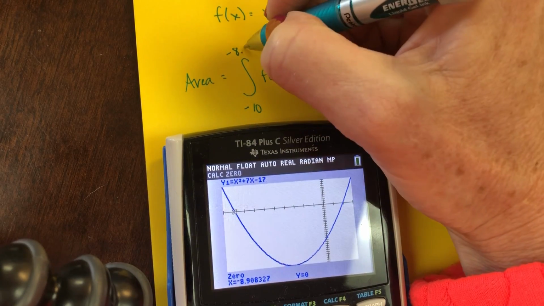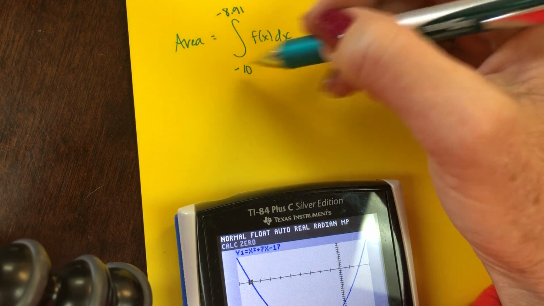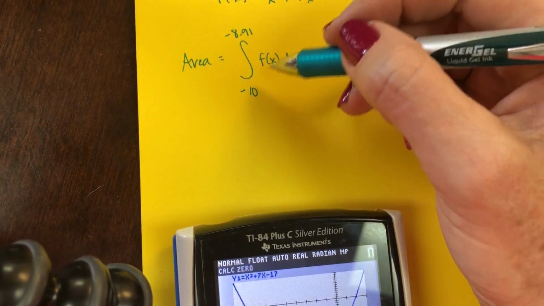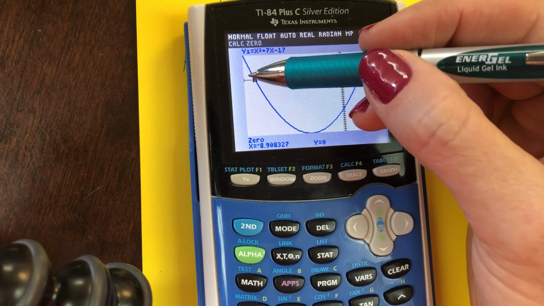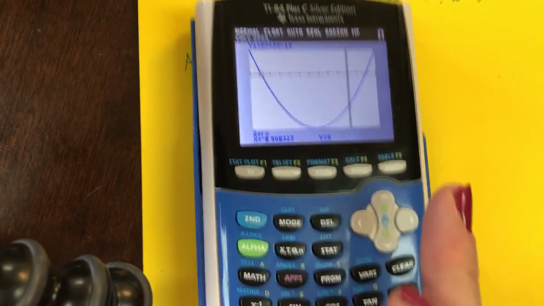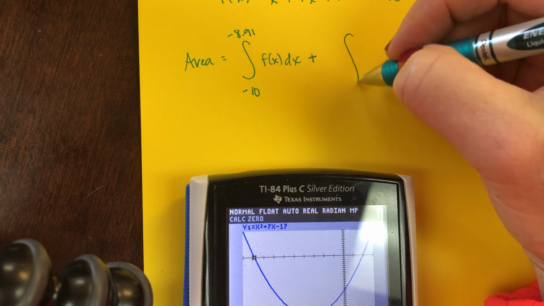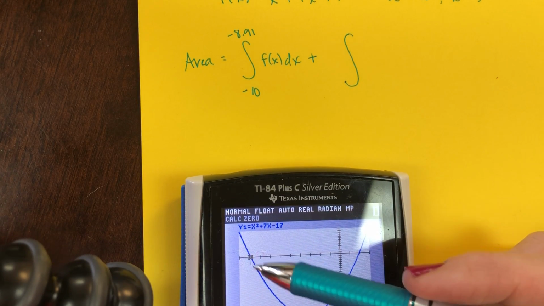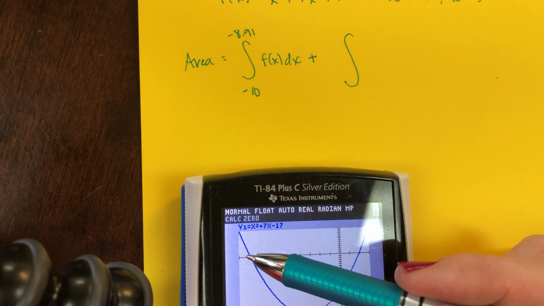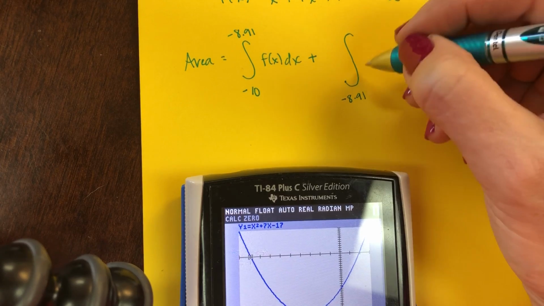All right. Negative 8.91. So that's going to be one antiderivative. We do not put it in the absolute value signs because it's already positive. So that will take care of this little sliver. This sliver, we're going to add to this big chunk. Well, the left wall of this sliver is negative 8.91.